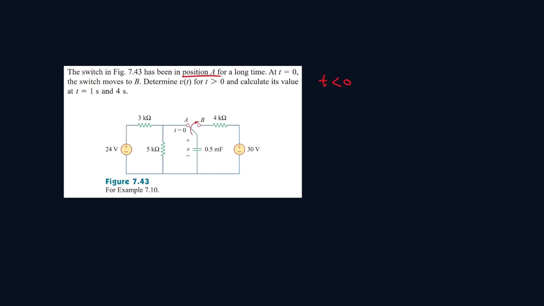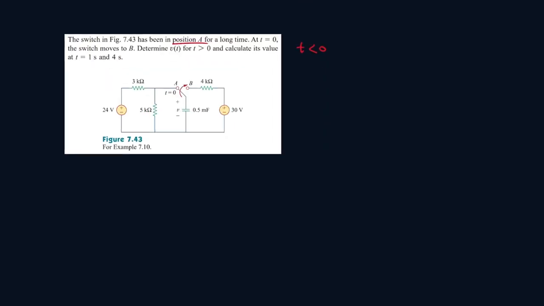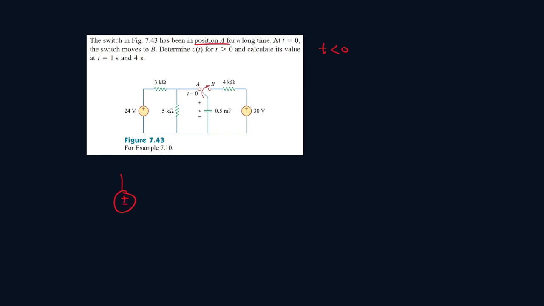When time is less than 0, we can just ignore this portion of the circuit, so we'll just have this portion. Let me write it down here. So this is 3000 ohms, 5000 ohms, this is 24 volts, and then this is 0.5 millifarads, the capacitor.